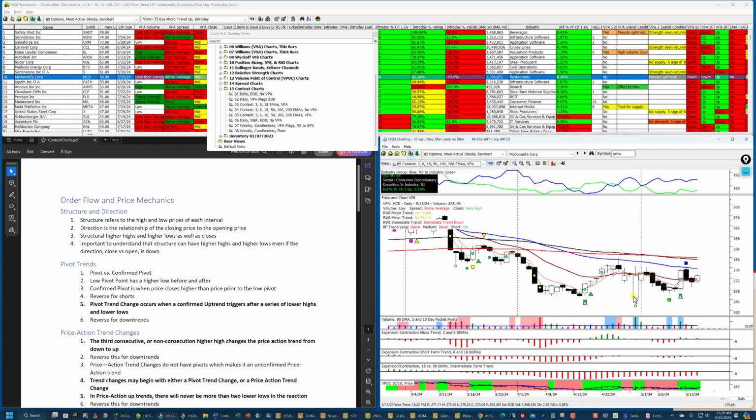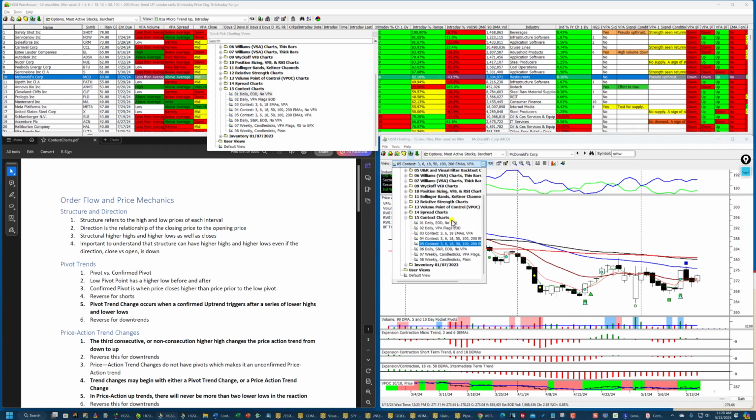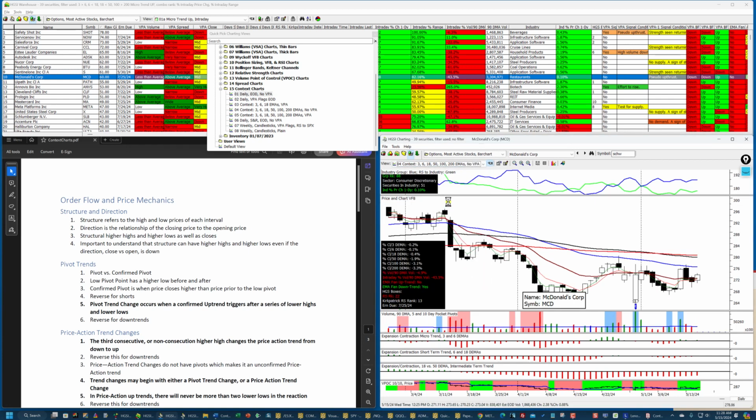I'll just grab this one. You can see that the fan is down. I want to go up to the next one here. You can see the relationship of the price to the moving averages here. As of yesterday, not counting today, the stock was trading below all the moving averages.